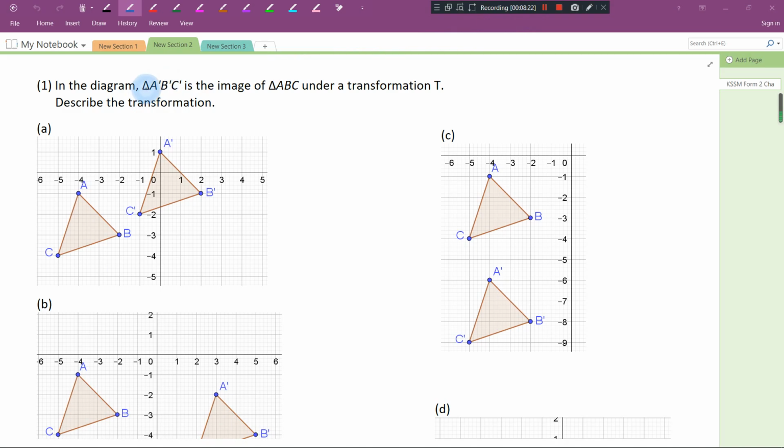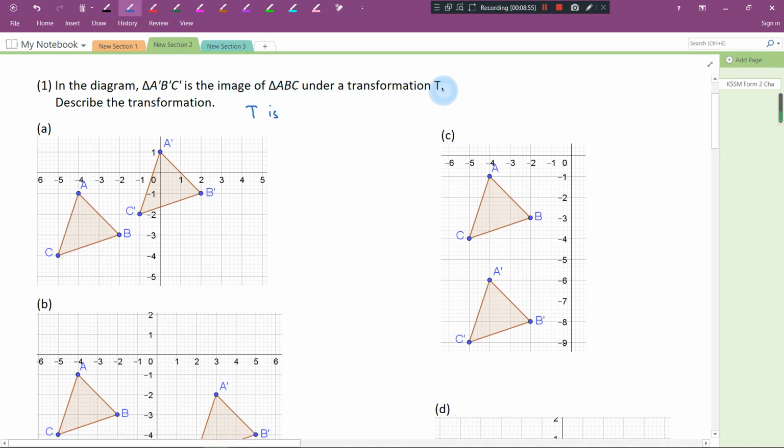In the diagram, triangle A prime, B prime, C prime. Okay, when you see a prime like this, you will know that this is actually the image. It's the image of triangle A, B, C under a transformation T. Describe the transformation. By looking at this, we know this is a translation. So to describe a translation, I just showed you a few ways, right? But normally we will just use this method. Translation.